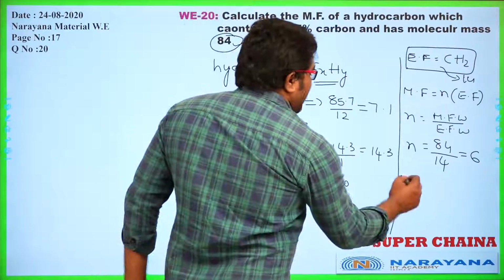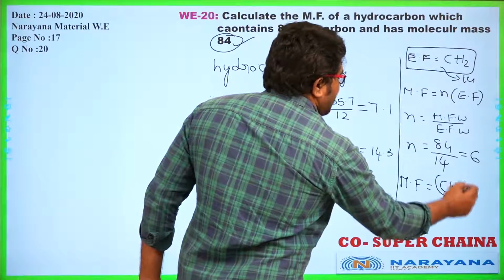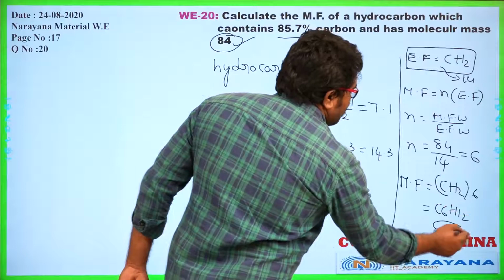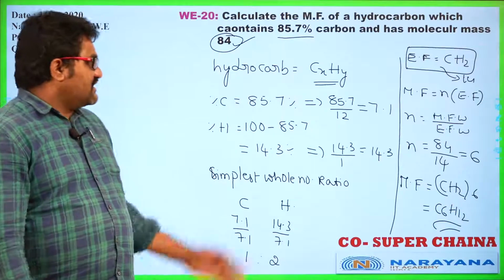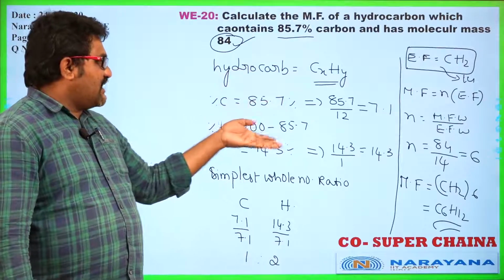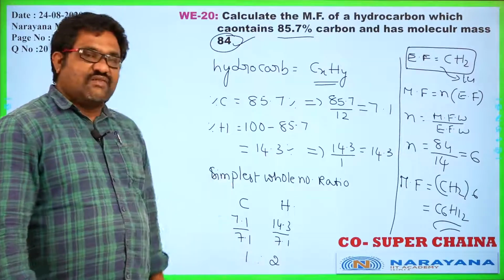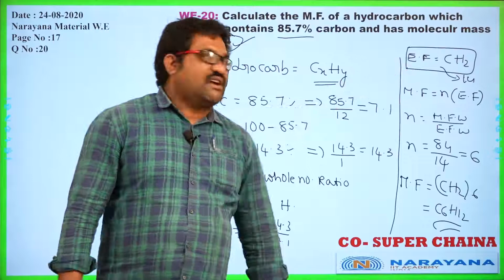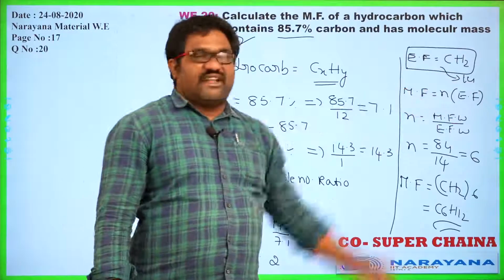So molecular formula is obtained by repeating the empirical formula 6 times, that is equal to C6H12, the molecular formula of the compound. Is it okay? By taking the percentage compositions, I am writing the simplest whole number ratio of those percentages. 1:2 I got here. So the empirical formula of the compound is CH2. So empirical formula weight is 14.